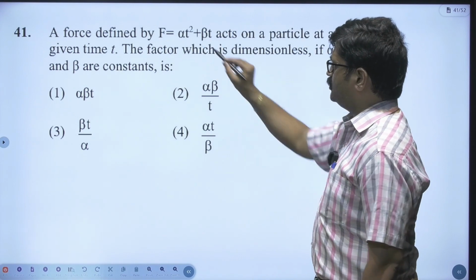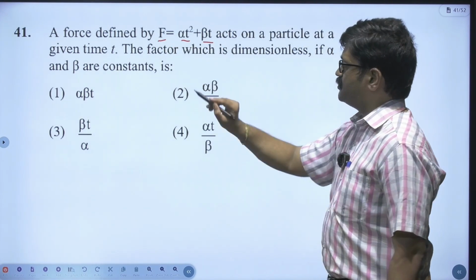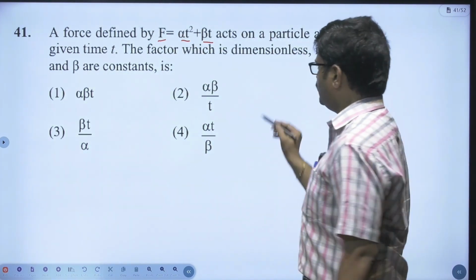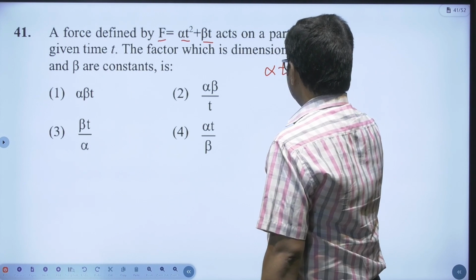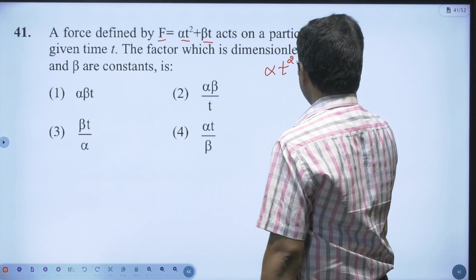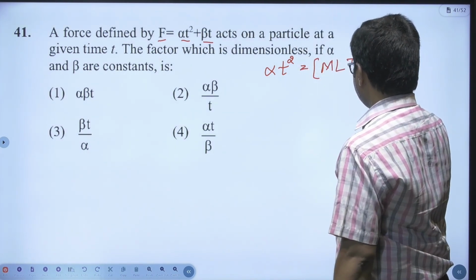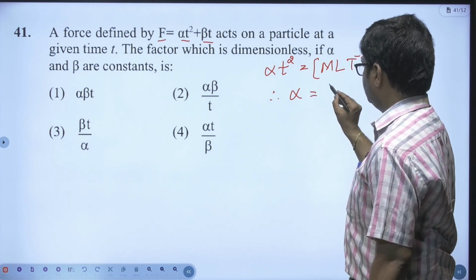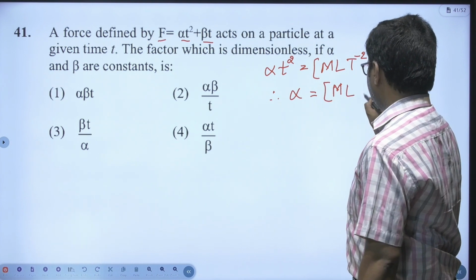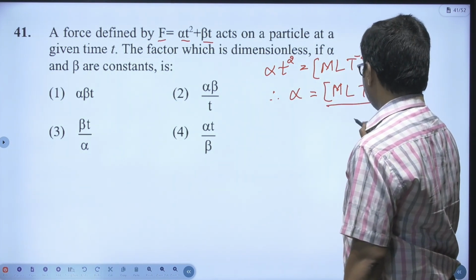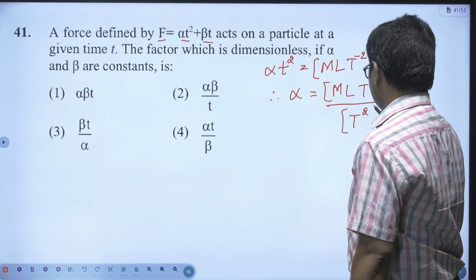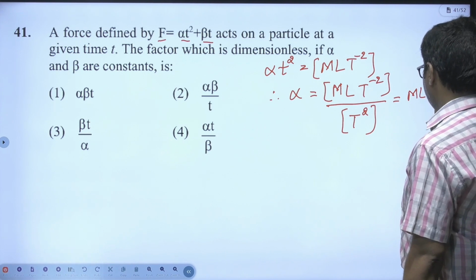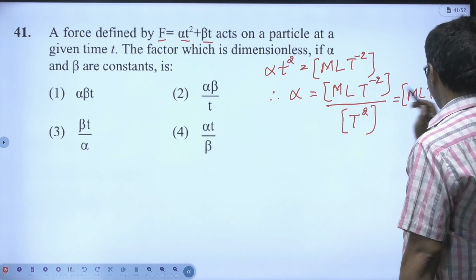Now as you can notice, according to the given, F is equal to alpha t square plus beta t. So according to the principle of homogeneity, alpha t square and beta t must possess the same dimensions as force. So I'll write alpha into t square is equal to dimension of force. Dimension of force is M L T raised to minus 2. So alpha becomes M L T raised to minus 2 divided by T raised to 2, because I am considering this T square here. So we will get M L T raised to minus 4. This is the dimension of alpha.